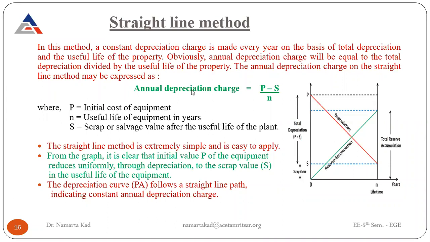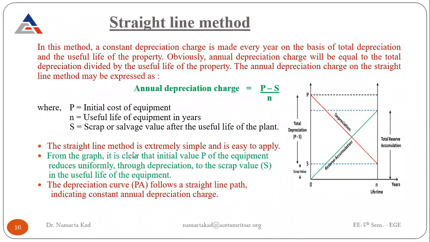Like here, if I take the example of my motorbike, let the initial cost be 50,000, with which I can purchase the motorbike. S is the salvage value or scrap value after 10 years of useful life, like 30,000, for which I could resell it to somebody else. N is the useful life for which I can use that machinery myself, so N here is 10 years. So P is the initial cost, N is the useful life, and S is the scrap or salvage value after the useful life of the plant.